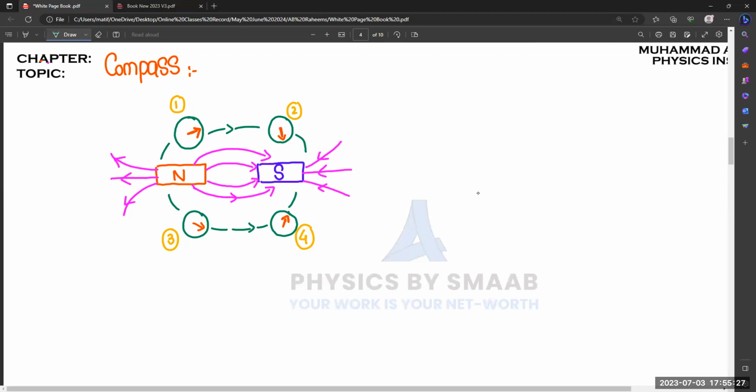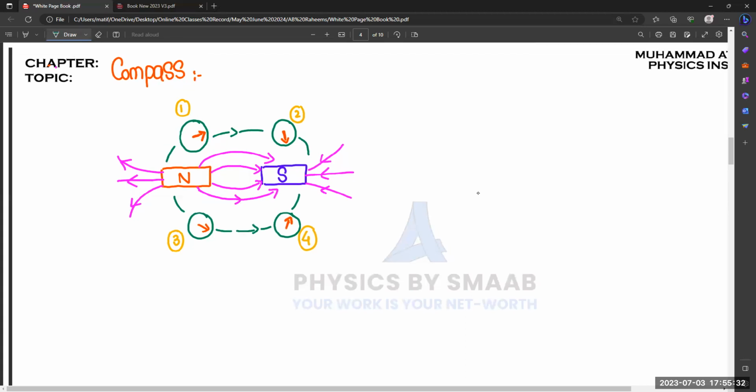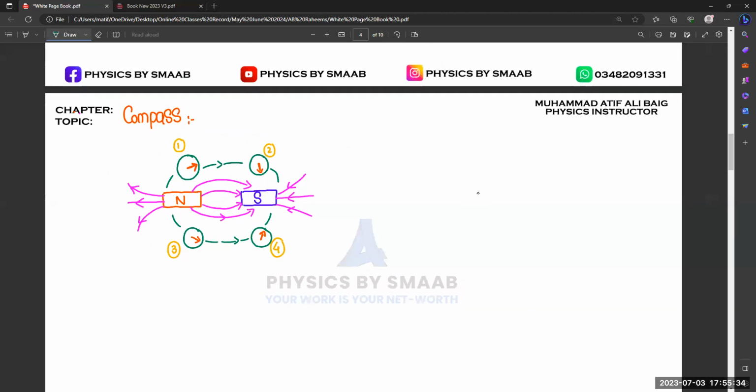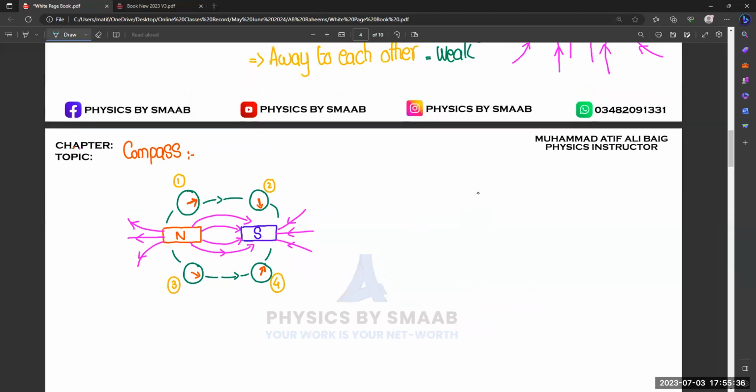And we also know that if we are asked how we can find out or observe the magnetic field, the answer is very simple: by using a compass, because a compass is the only instrument that we use to identify the magnetic field, because magnetic fields are not visible to the normal eye. So that's why we use a compass, right?